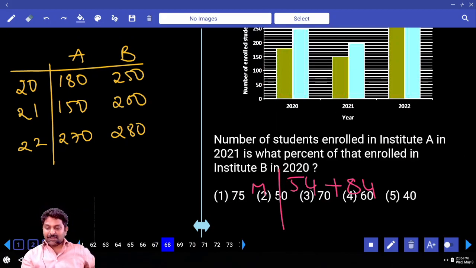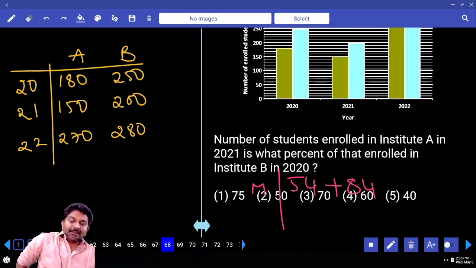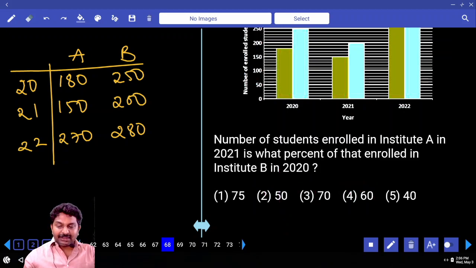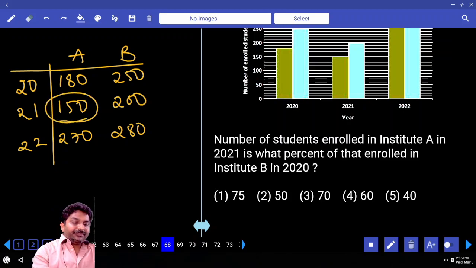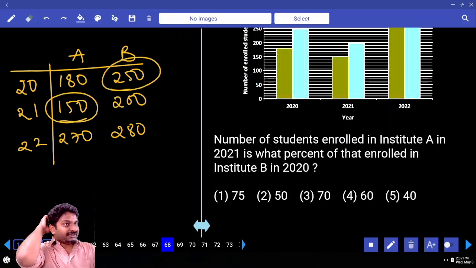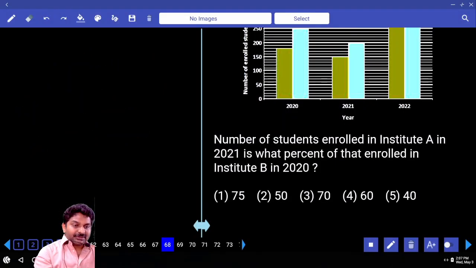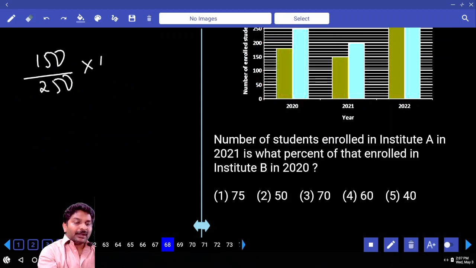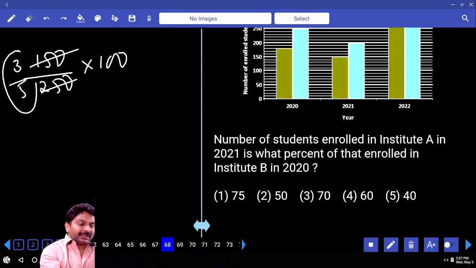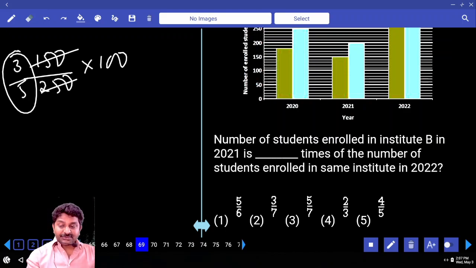Number of students enrolled in Institute A in 2021 is what percent of that enrolled in Institute B in 2020? 150 calculated as a percentage with respect to 250, correct? Right. So that means 150 upon 250 into 100. 50, 3 times 50. What do you mean by 3 by 5? 60 percentage.